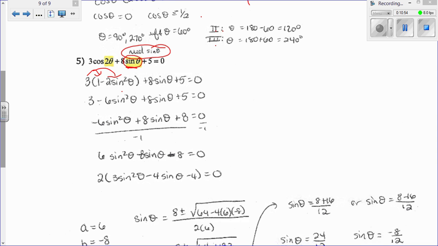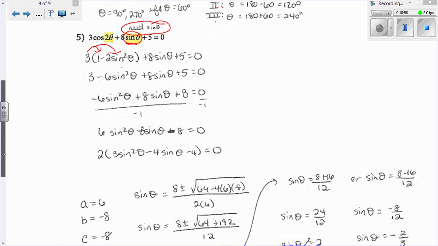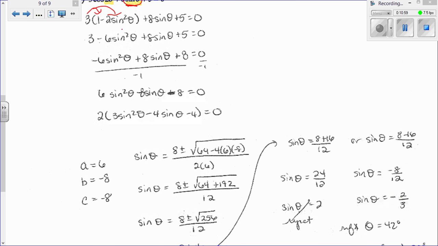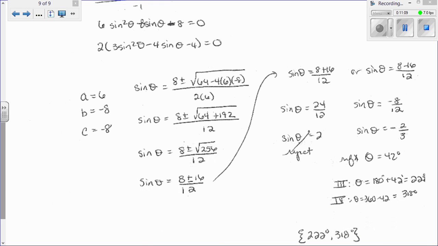Divide by negative 1. There's a couple different ways you can do this. This is actually factorable, but I ended up using the quadratic formula just so you could see a problem with the quadratic formula done, because it's been a while since we've used it. But I'm going back up here, and I'm getting my A, my B, and my C, and I'm substituting in for A, B, and C. A is 6, B is negative 8, C is negative 8.